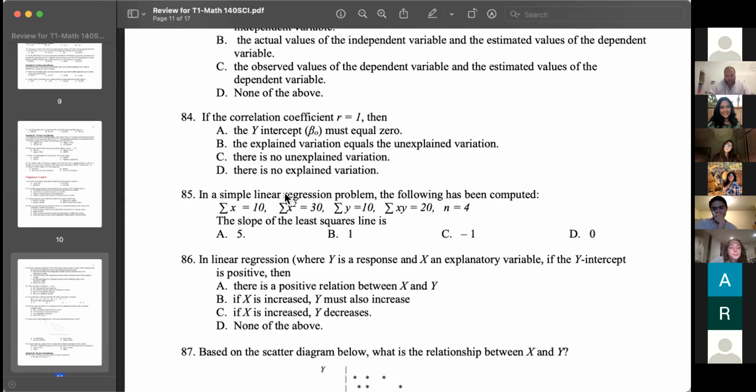Yes. It's number 85. Simple linear regression problems. In a simple linear regression problem, the following has been computed. What is the slope of the least squares line? So there's a formula for this, but these quantities are not directly the ones in the formula.